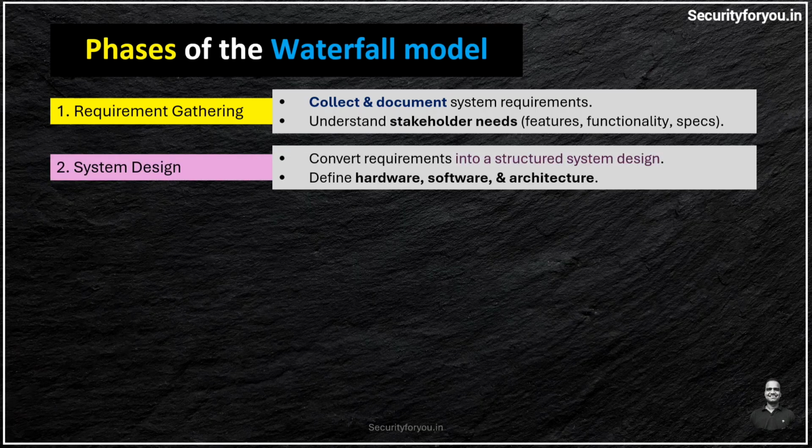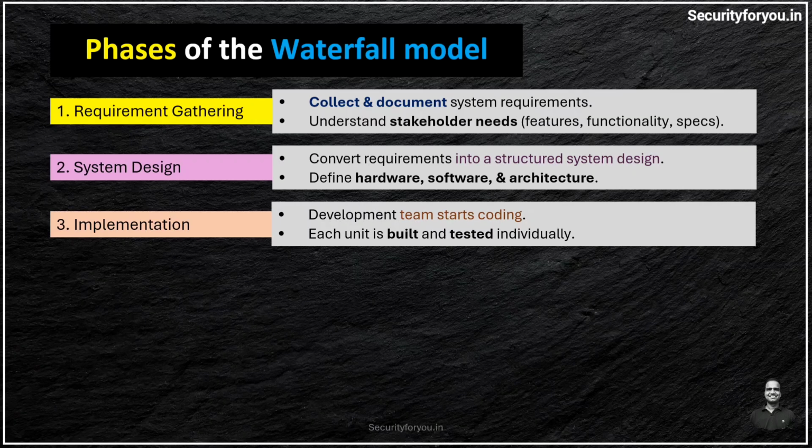Next phase is system design. In this phase, the gathered requirements are used to design the system, which includes figuring out the hardware, software, and overall architecture. Then implementation. After design, the development team begins coding the system. This is done in small units and each unit is tested for functionality before moving to the next.